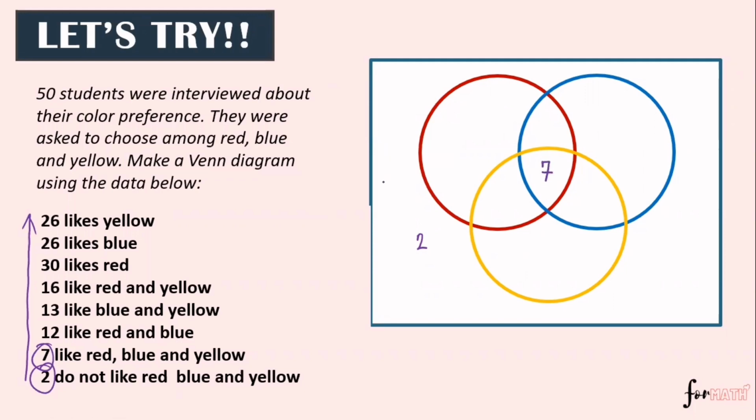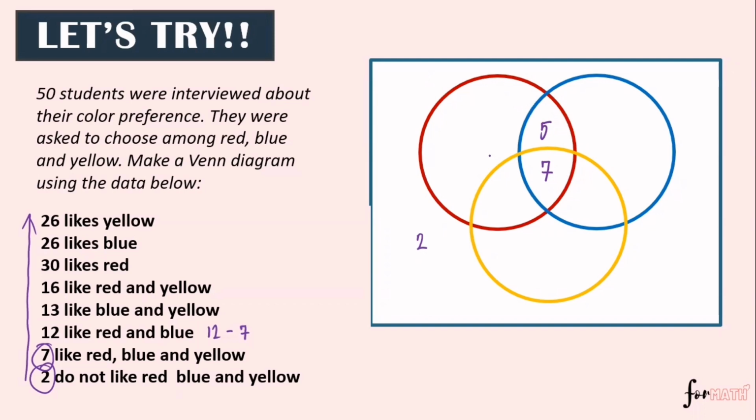Next, 12 daw ang may gusto ng red and blue. Red and blue. So, ibig sabihin, ito yung red, ito yung blue. So, nandito natin ilalagay. 12 daw ang may gusto. Kaso, meron ka ng 7 na nakalagay dyan. Meaning, yung 7 na students na yan, may gusto rin sila sa red and blue. Kaso, meron din naman silang gustong yellow. Pero part pa rin sila nung red and blue. Okay? Kaya ang gawin natin dito is 12 i-minus lang natin sa 7. So magkakaroon tayo dito ng 5. So 5 lang ang may gusto.